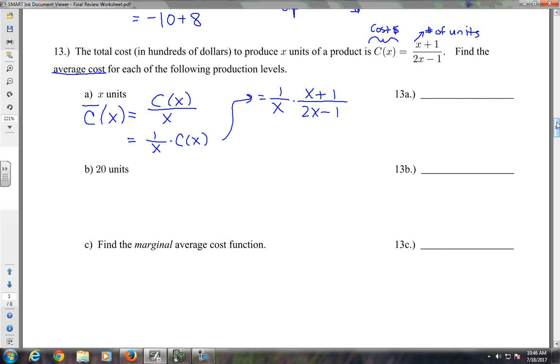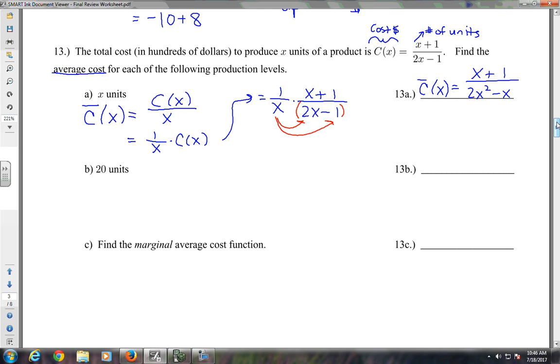Okay, so I'm going to replace my cost function with the given rational function. And really, you don't have to do anything to this other than just glue it all together. If you want to go ahead and multiply out the denominator, call it 2x squared minus x, that's a-okay too. What just happened there? I distributed the x in the denominator. So there's my average cost function.